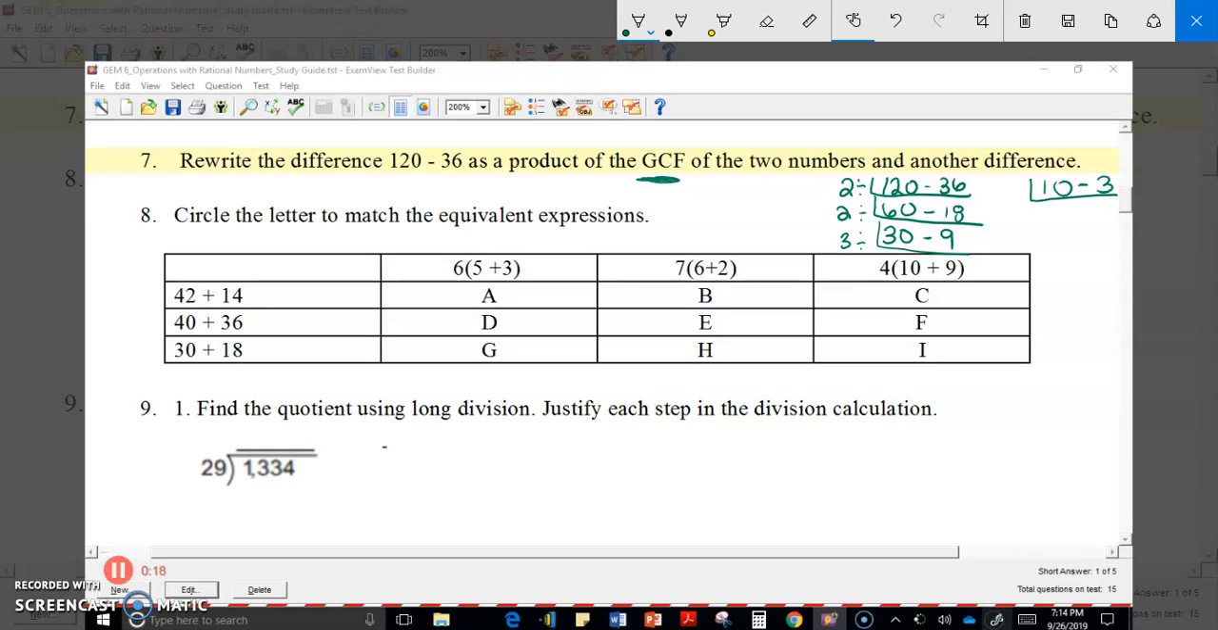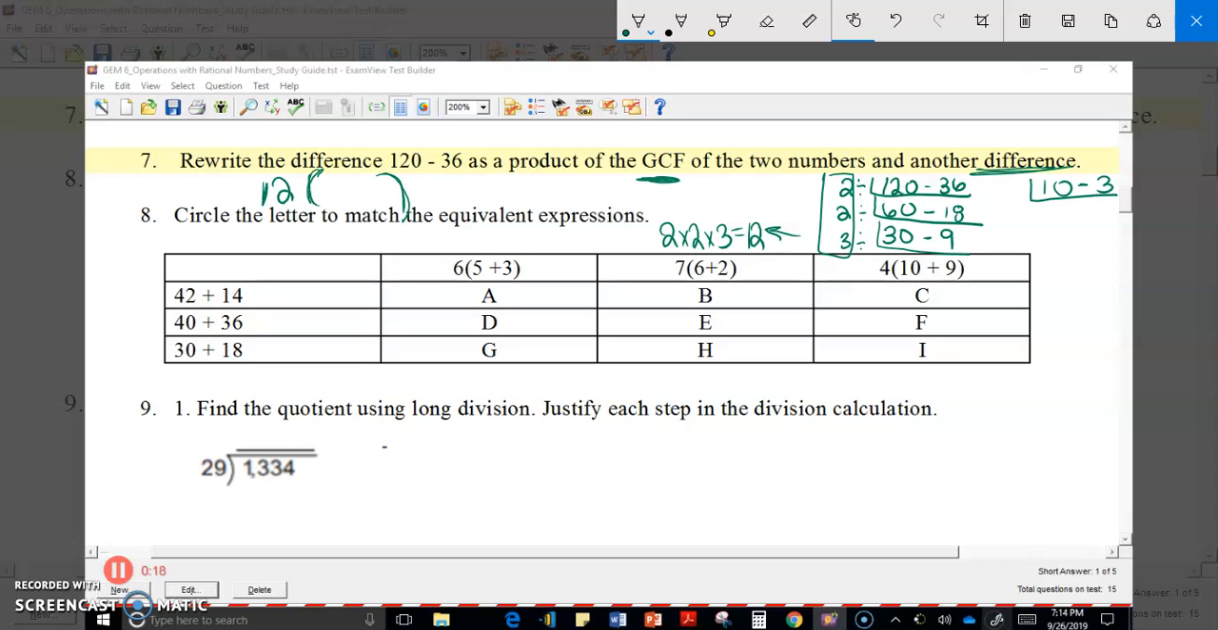So I'm going to stop here, and I'm going to take these numbers and multiply them: 2 times 2 times 3, which is equal to 12. So that's going to be my GCF. Now, I need a product. I'm making a product, and that's why I'm writing a set of parentheses here. But I need another difference, another 2 numbers I could subtract, that we'll multiply by 12 to give me the same answer as 120 minus 36.